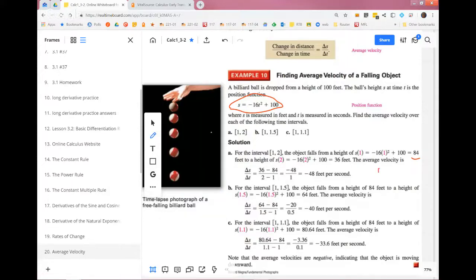So we just found the point when t is 1. When it's 1 second, it's going to be at... except I wrote the number wrong.